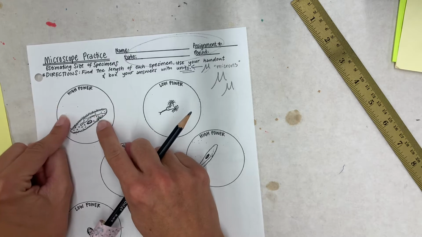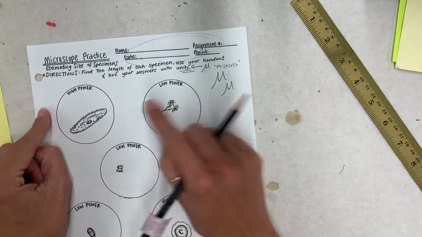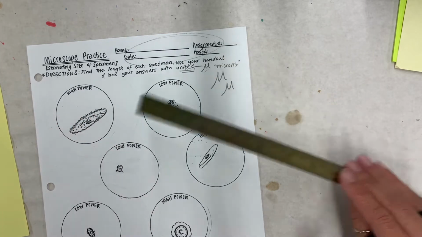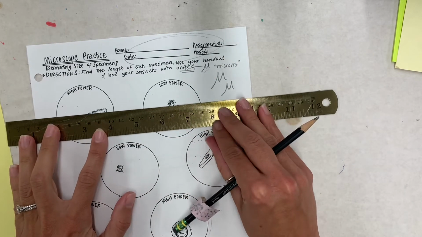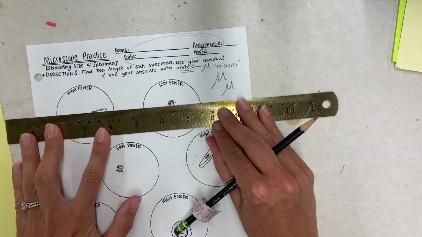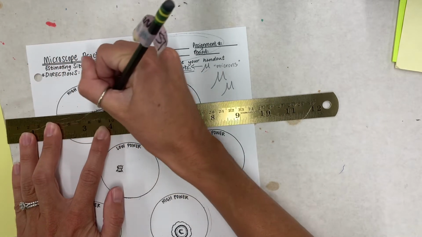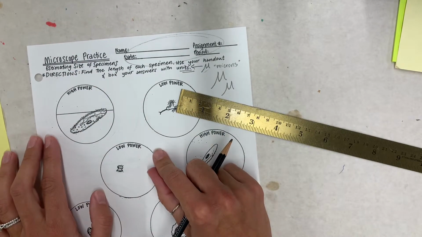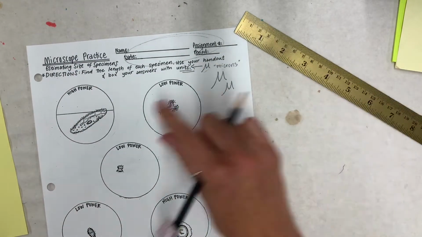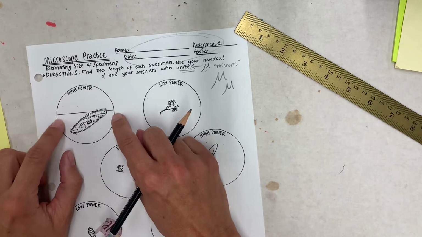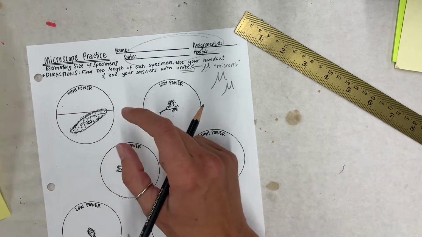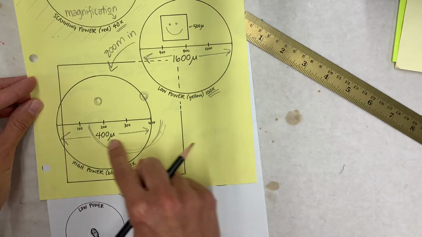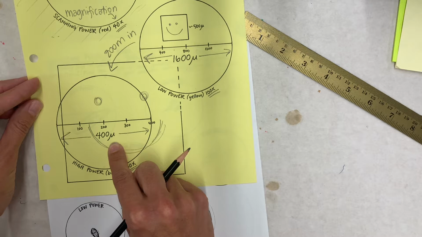Let's take a look at this first specimen. It's shown on high power. We want to use a ruler and draw a straight line across our field of view here. So try to line it up so that it is going halfway through your circle, right? A straight line across. Try to get it about halfway. On high power, we know the distance across by using our handout. On our handout, high power, we know the distance across is 400 microns.